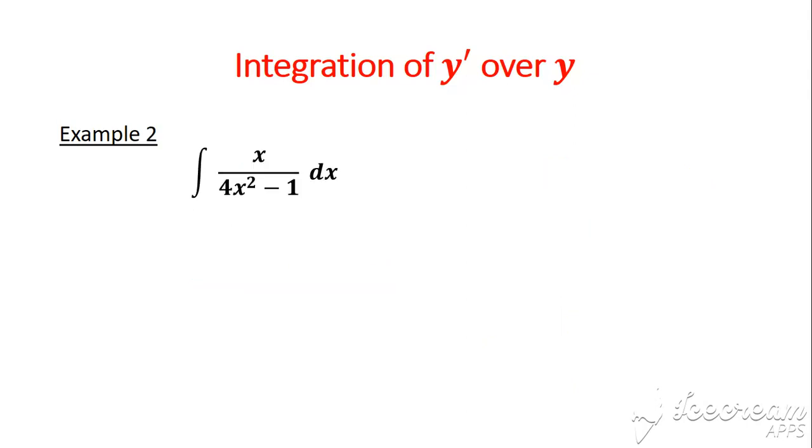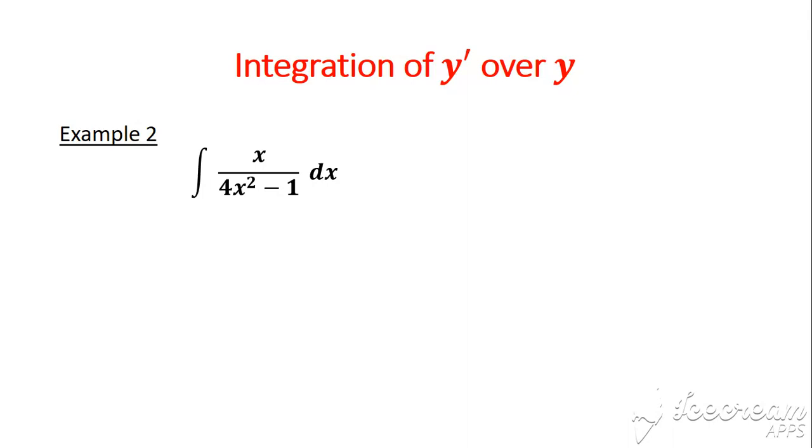All right, let's go to example 2. We're going to use the same idea, y dash over y. This is a little trickier now. You'll see that we are going to integrate x over 4x squared minus 1 with respect to x. Now you're thinking the top function is not y dash, because the bottom function is y, 4x squared minus 1. 4x squared differentiates to 8x. And on the top, I don't have an 8x.